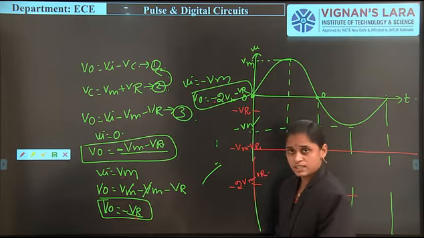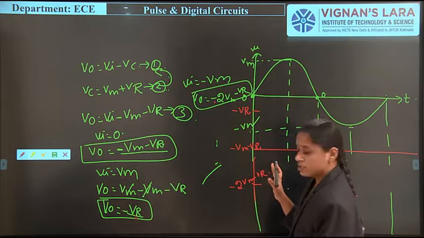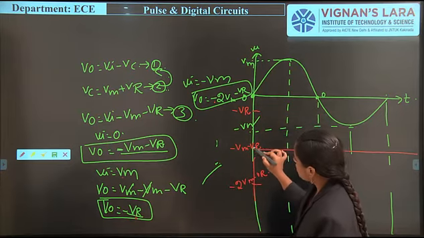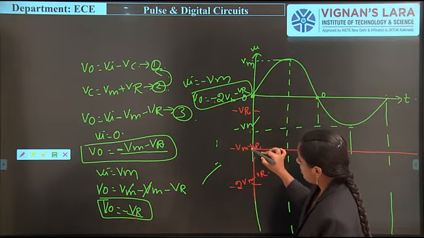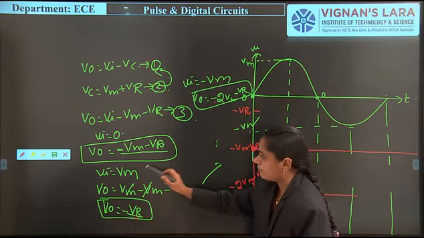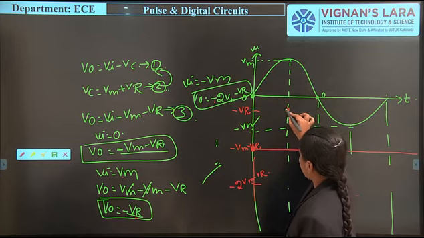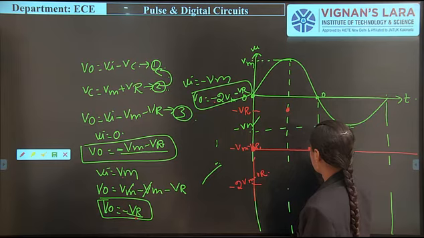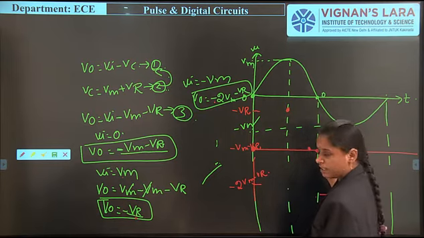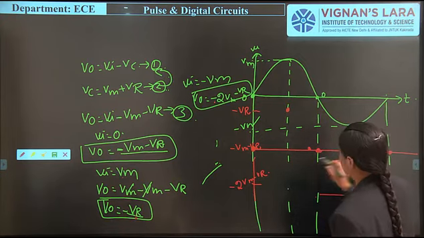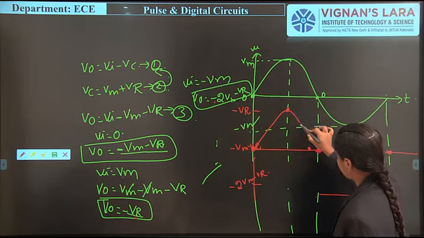So we have to keep on concentrating on the output waveform drawing. First at t is equal to 0, the output voltage is at minus Vm and minus Vr. At Vi is equal to Vm, it is at this condition, that is minus Vr. And the next one, at Vi is equal to 0, the output will be minus Vm and minus Vr. And Vi is equal to minus Vm, then the output reaches here and the final output will be here. So the output waveform will be like this.